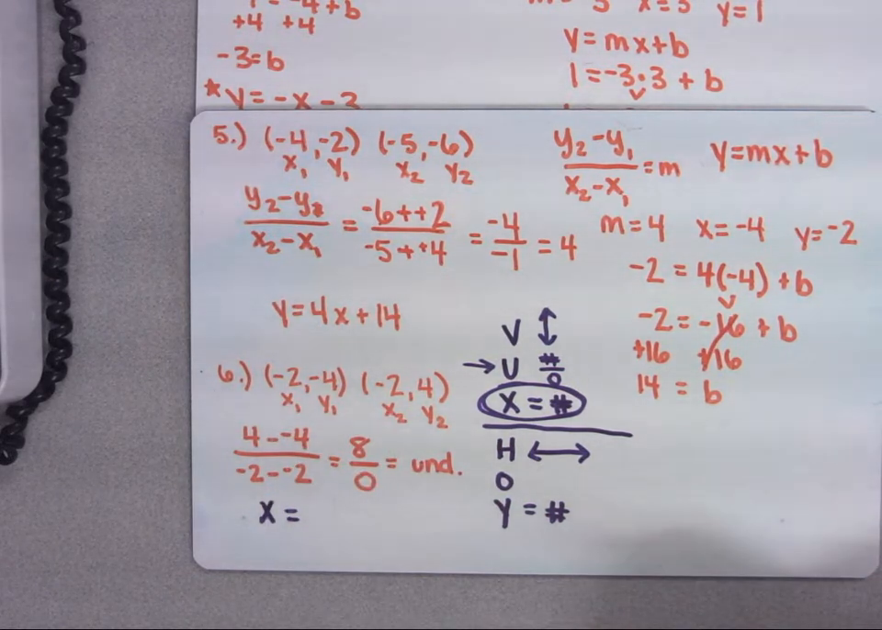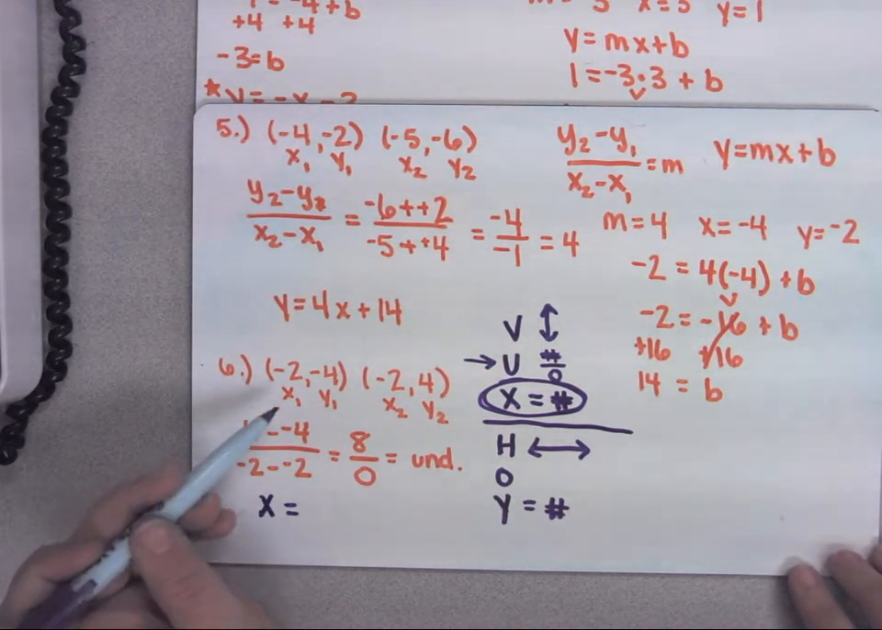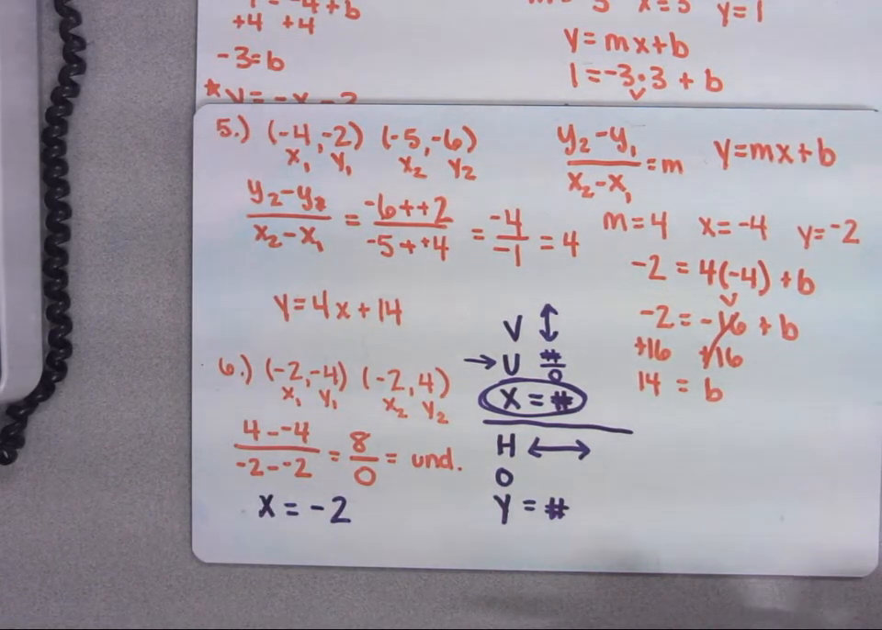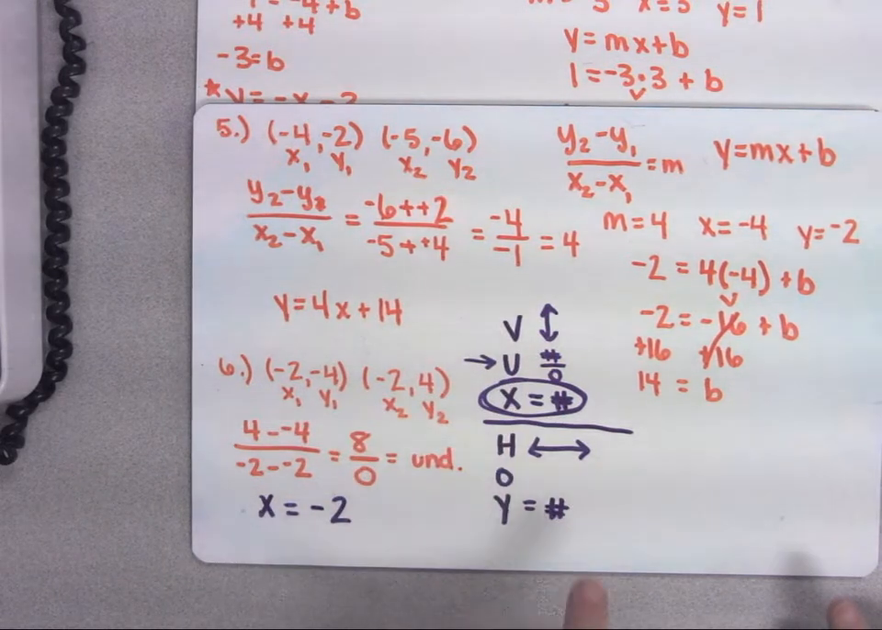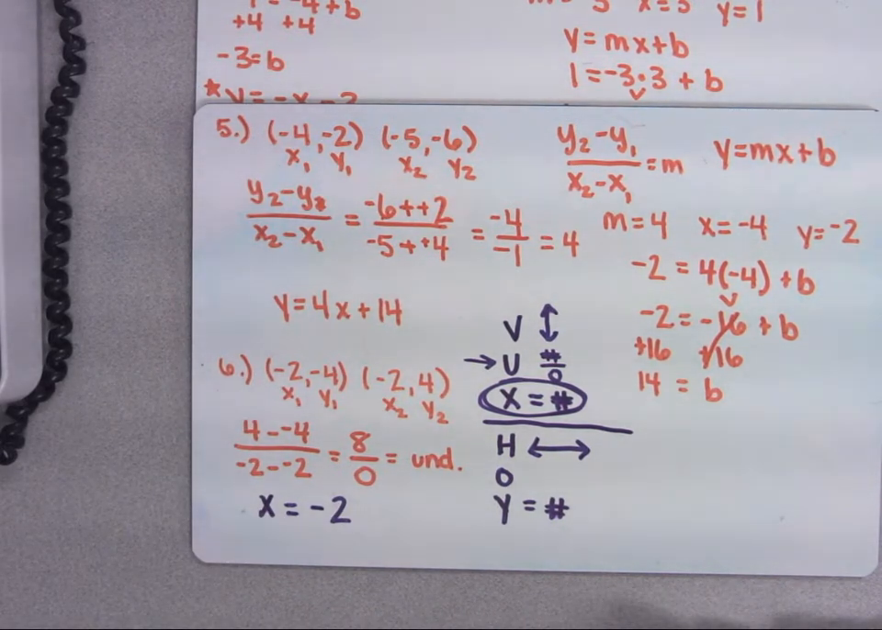Look at your ordered pairs. What do you notice about your x's in your ordered pairs? They're the same number. What's the number? What do you think your equation is? What's the x answer? What do you think your equation's going to be? X equals. That's it. When your slope is special, it's one letter equals one number, and the number is already given to you in the ordered pairs.